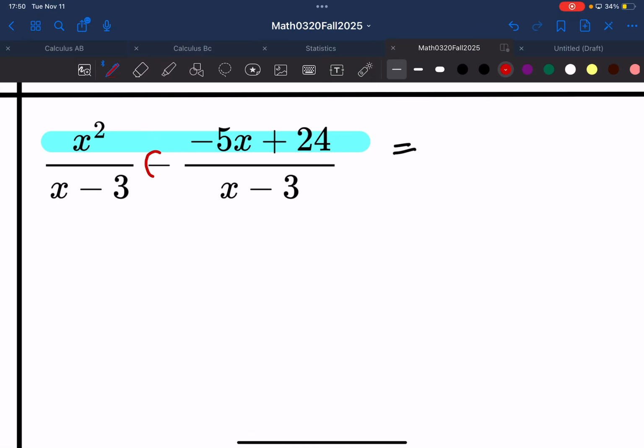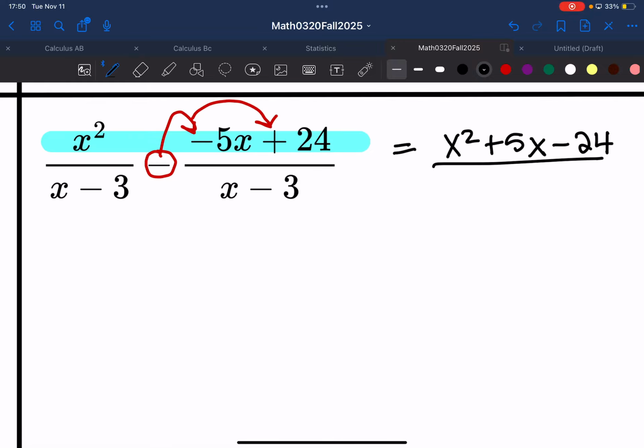So this minus here has to go to both of these. Right? So this is x squared minus a negative 5x, which turns to what? A positive. So this is x squared plus 5x. And then we have minus a positive 24. So that's negative 24.